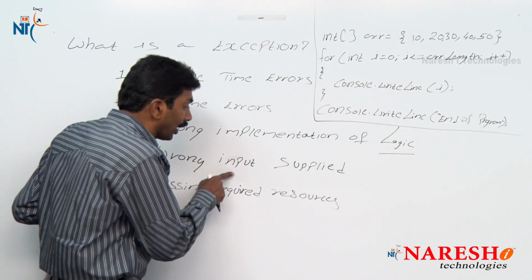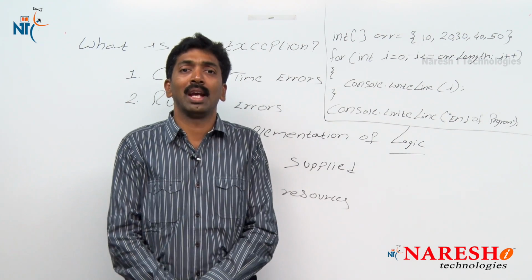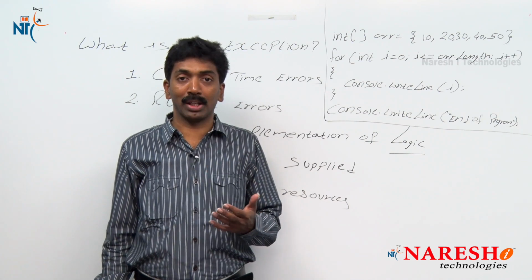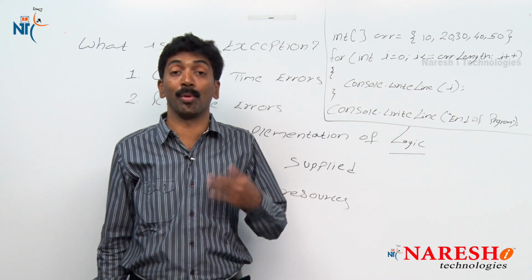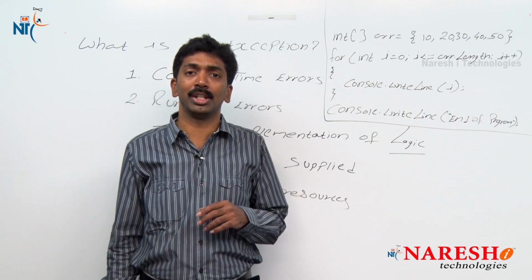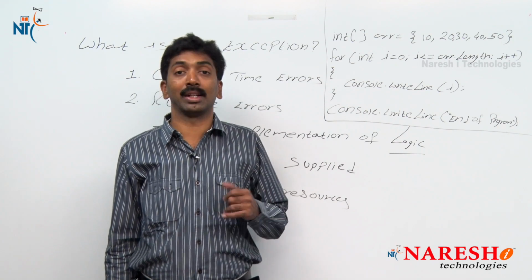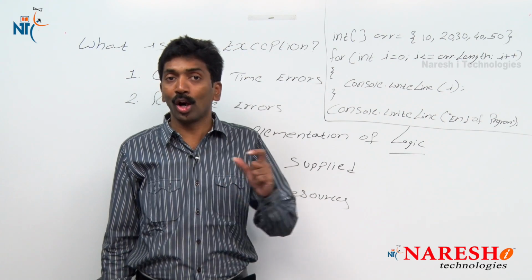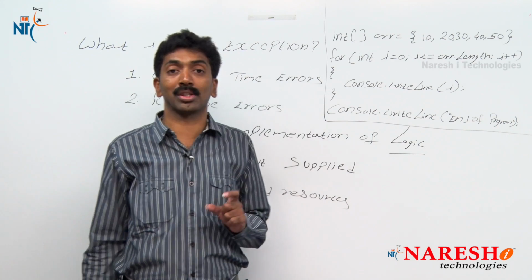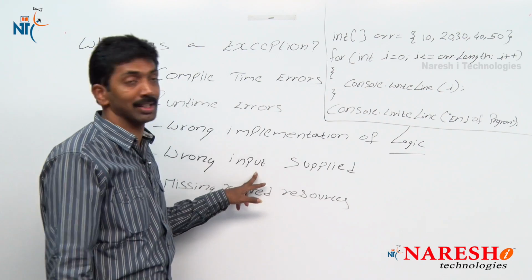Second, wrong input supplied. What is the wrong input supplied? Very simple. I am writing a simple program, a console application, asking the user to enter an integer value. I prompted him, enter an integer value. But unfortunately, the user did not enter an integer value. The user entered a character value, boolean value, string value, double value. He may enter any value. So if he enters any wrong value like this, what happens? An error will occur. That's what, wrong input supplied to the program also will lead you to a runtime error. Okay, that is the second reason.